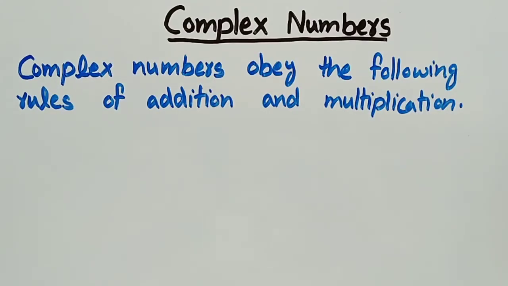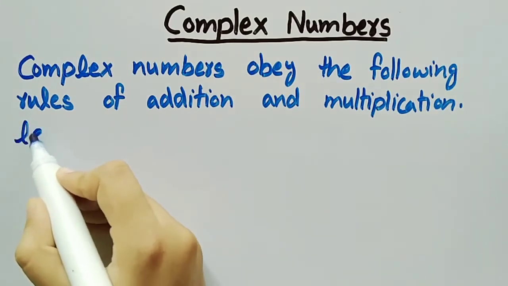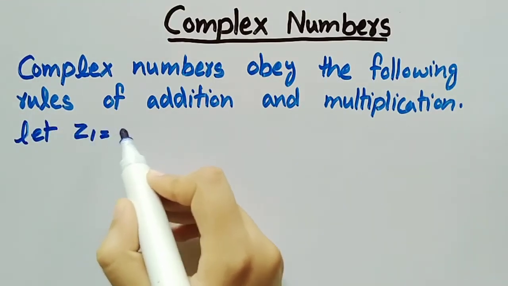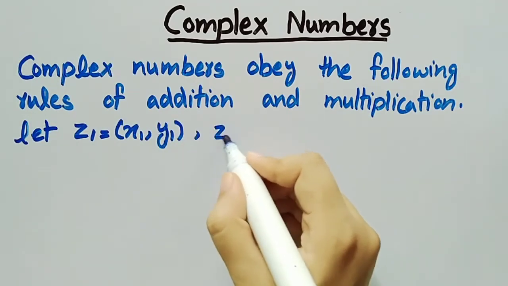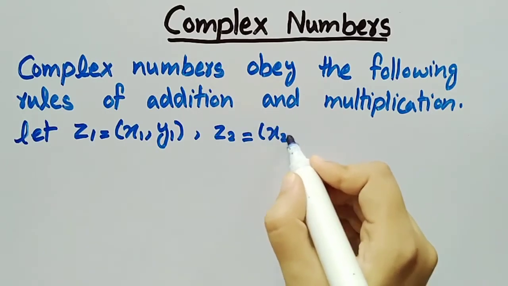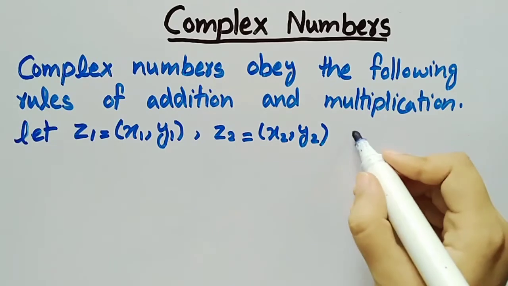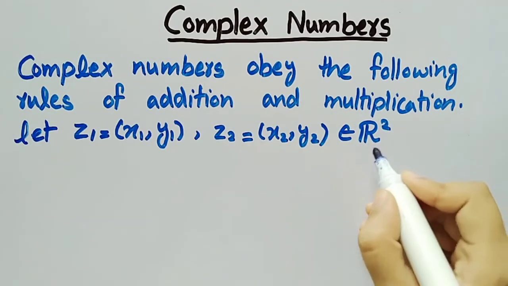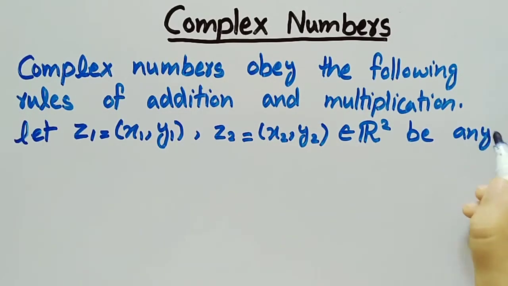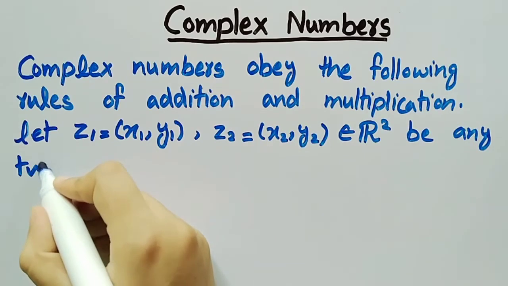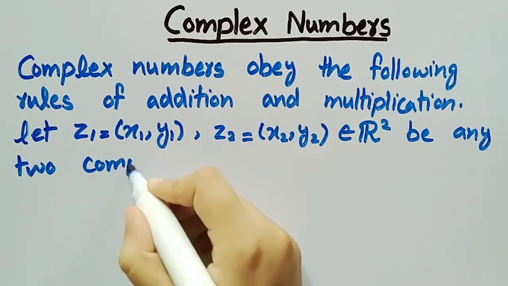Now we will discuss how we can add or multiply any two complex numbers. Complex numbers obey the following rules of addition and multiplication. Let z1 equal (x1, y1) and z2 equal (x2, y2), belonging to R2, which is the set of all complex numbers, be any two complex numbers.